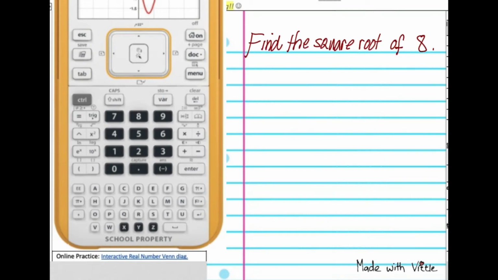Find the square root of 8. 8 is not a perfect square. Let's go back and recall the factors that we can multiply by itself and get a perfect square. The factors 2 times 2 will give you a 4. The factors 3 times 3 will give you a 9. The factors 4 times 4 will give you a 16, and so on. And as you can see, none of this is an 8. Therefore, 8 is not a perfect square.